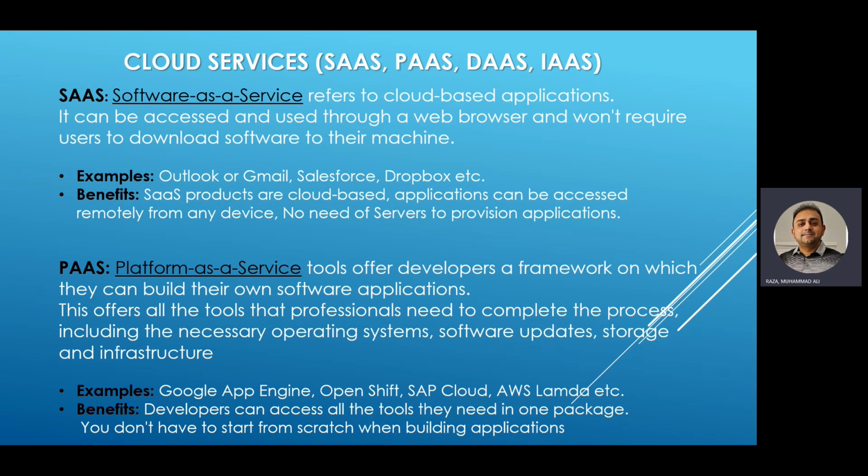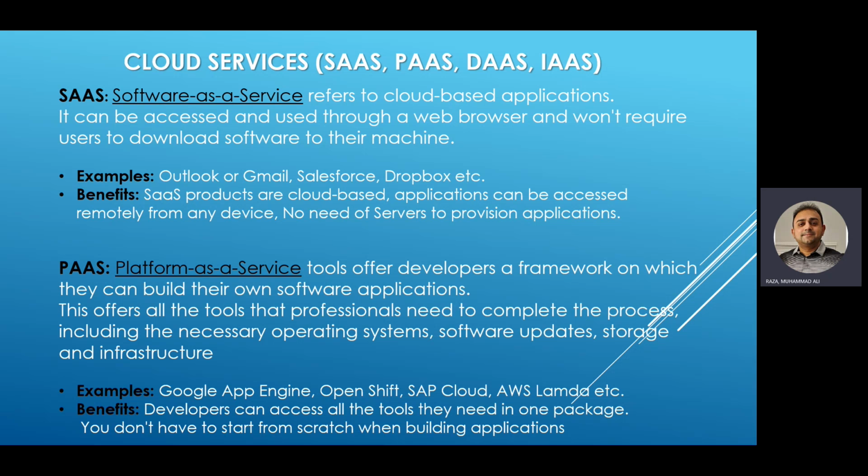The very first one is SaaS, software as a service. Software as a service basically refers to a cloud-based application, and it can be accessed using any web application or web browser. So we don't need to install end user client software on a machine. We don't need to install a virtual machine or physical hardware or install the application. It's software as a service.